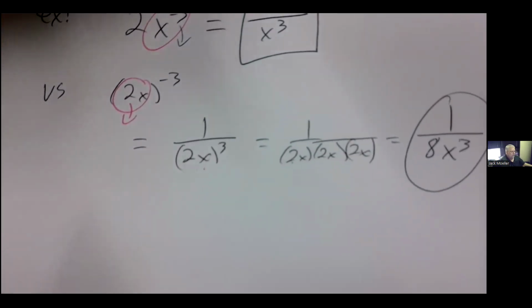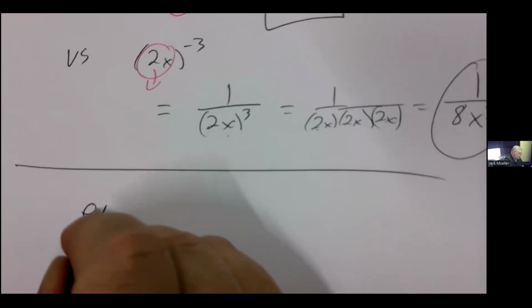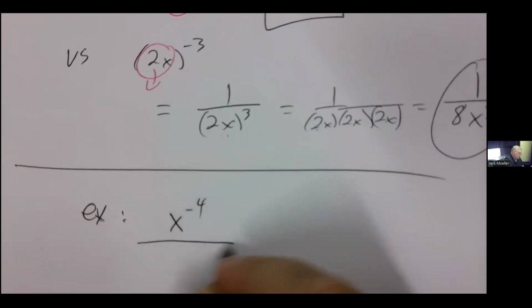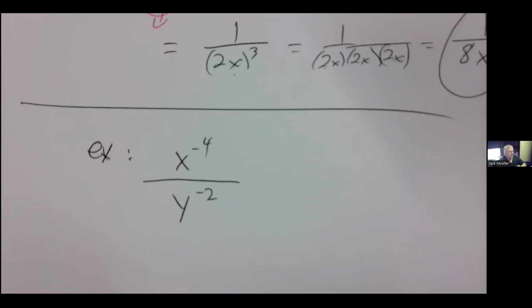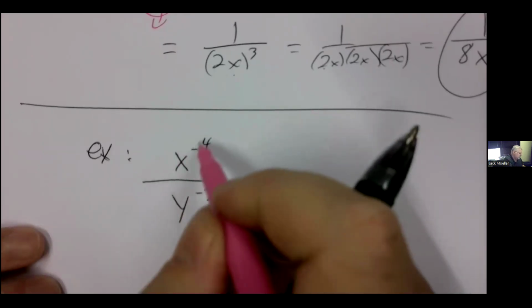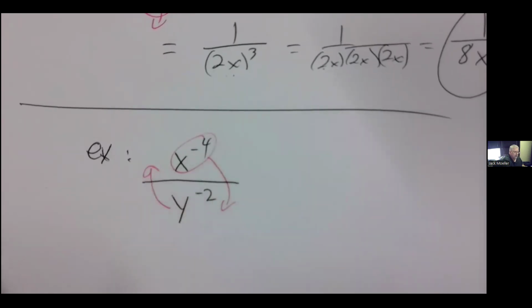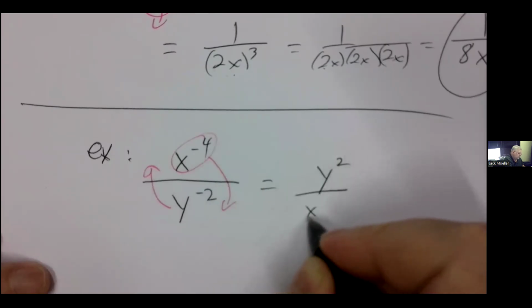All right. How about x to the negative 4 over y to the negative 2? What's going to happen here is they both have negative exponents, so they're both going to get flipped. In this case, the x to the negative 4 gets flipped to the denominator, y to the negative 2 gets flipped to the top. We get y squared over x to the 4th.